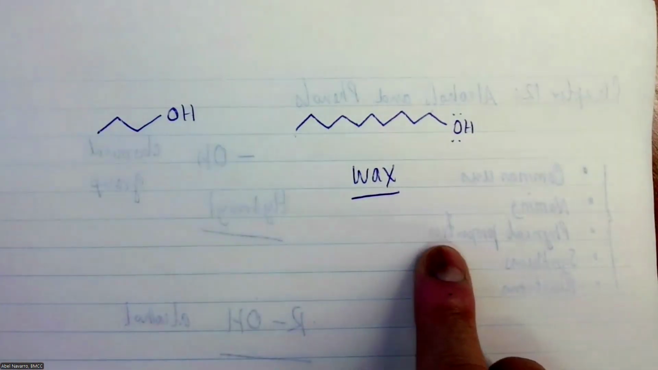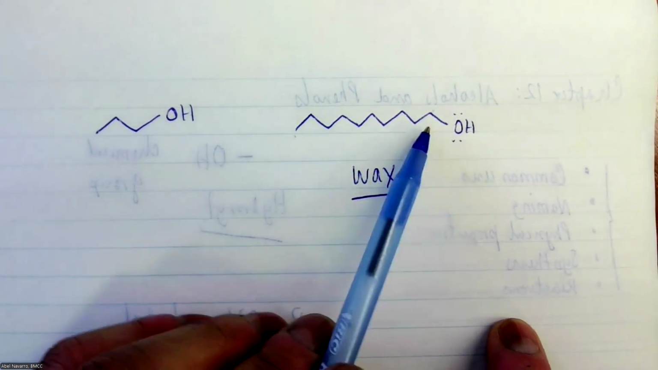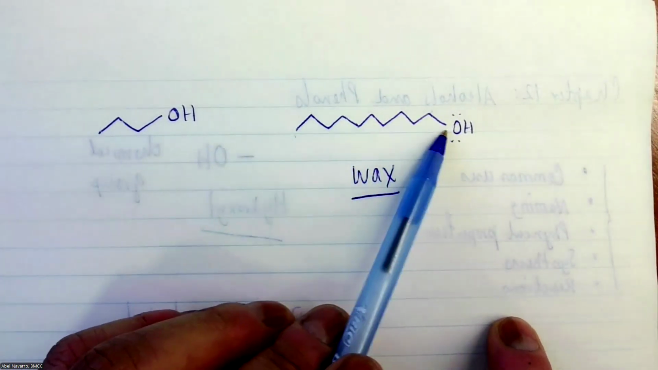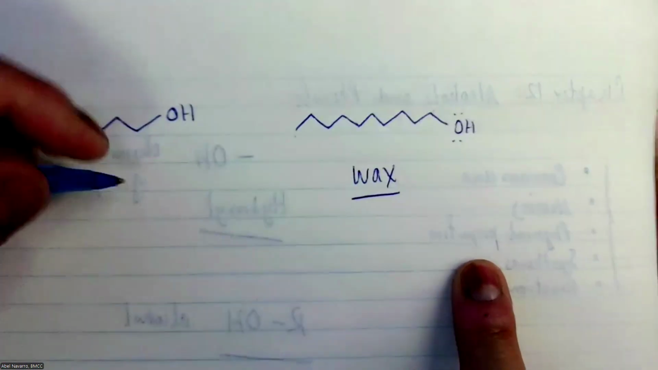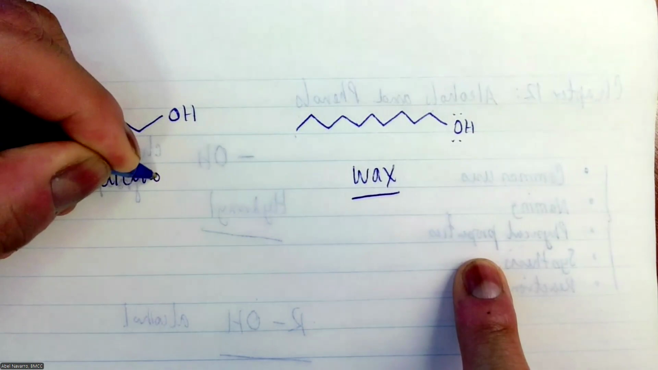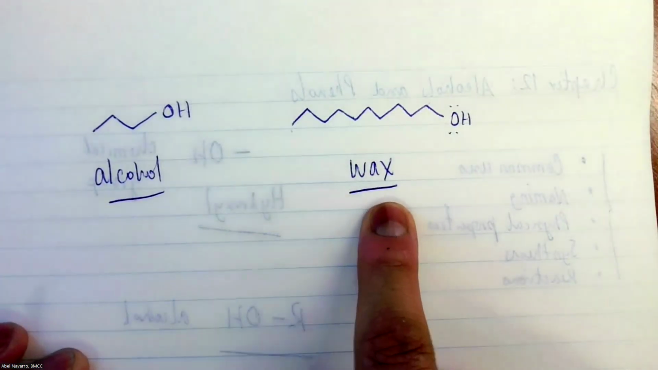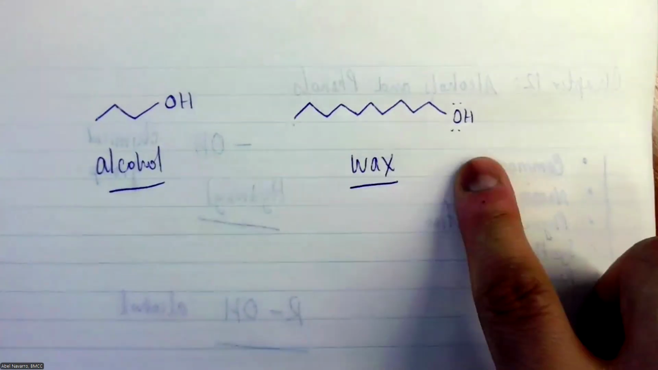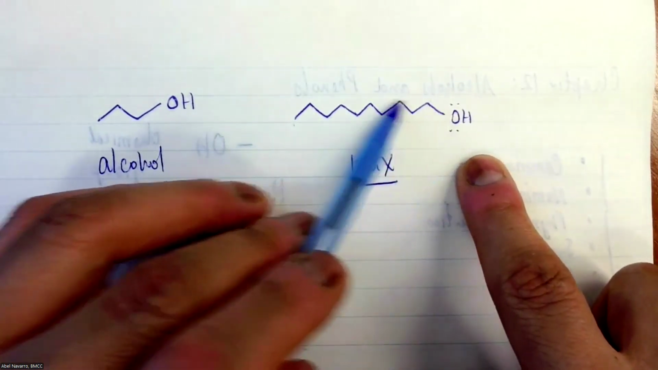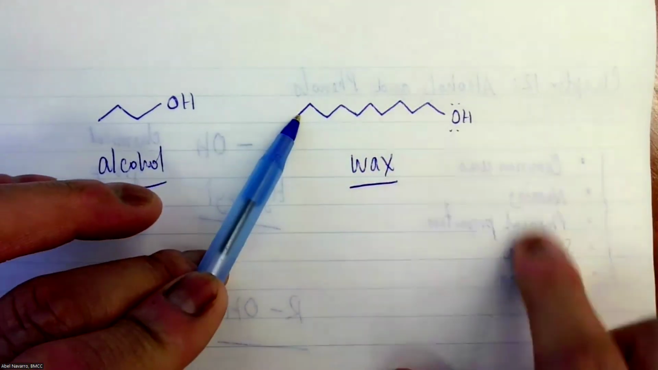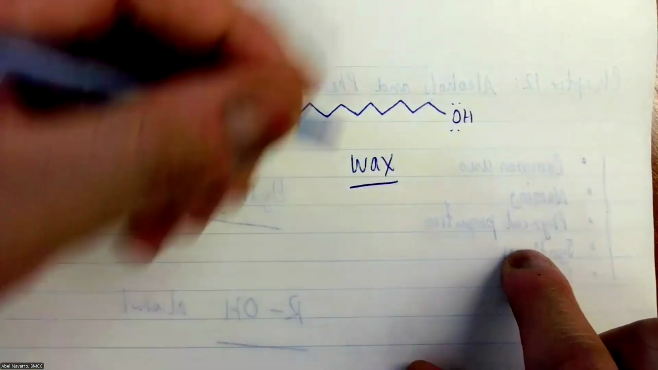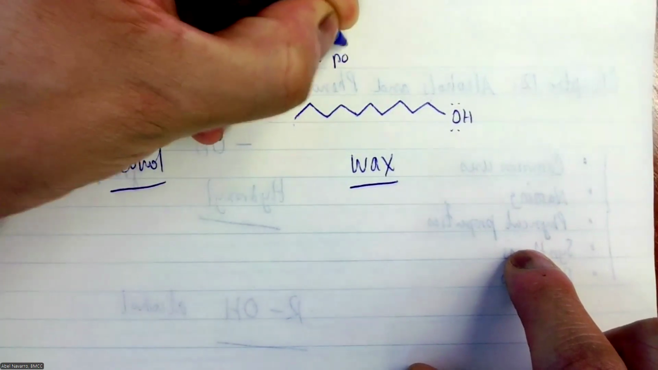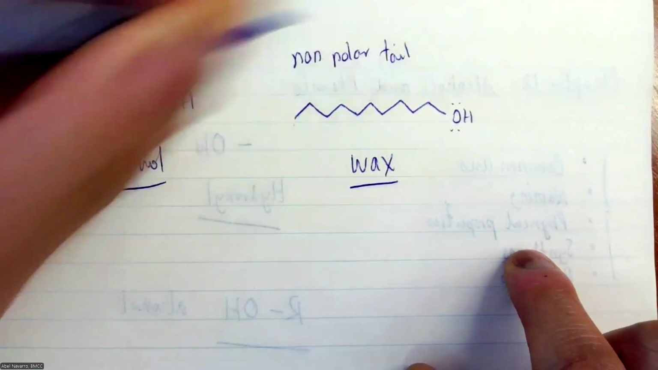What is a wax? A wax is an alcohol with a long aliphatic chain, at least 10 carbons. That would be a wax. This one is an alcohol. Is a wax a new functional group? No, wax is just a common name for an alcohol that has a greasy, really non-polar tail, versus what we call the polar head.